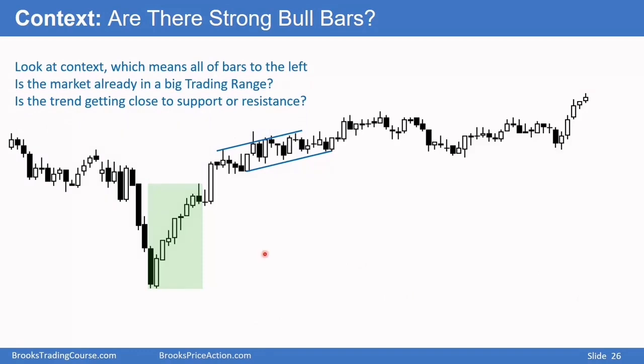I'm always looking at context, and by context, I mean the bars to the left. Is the market already in a big trading range? Is the trend getting closer to support or resistance? Does this look like a strong bull trend? Are there consecutive big bull trend bars closing on their highs, or do bull bars have tails on top? Do bull bars lead to bear bars? Are there a lot of small dojis? If that's the case, then even though it's still in a bull trend, it probably is soon going to evolve into a trading range.